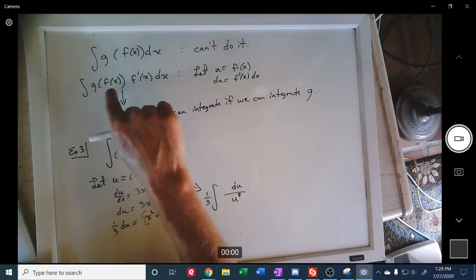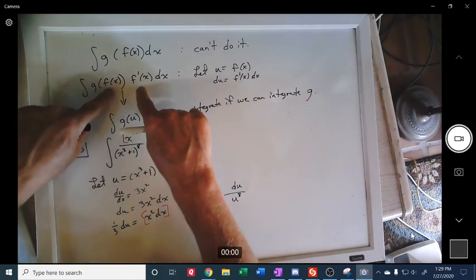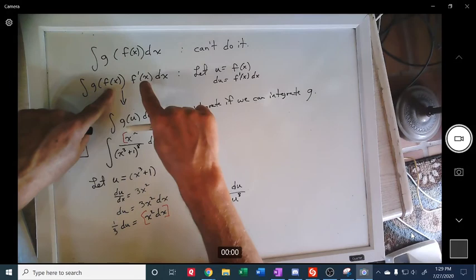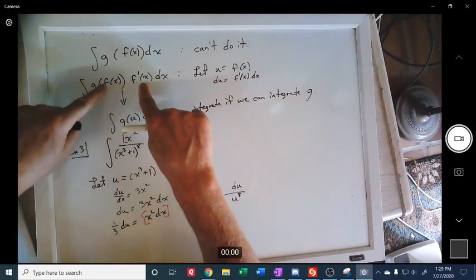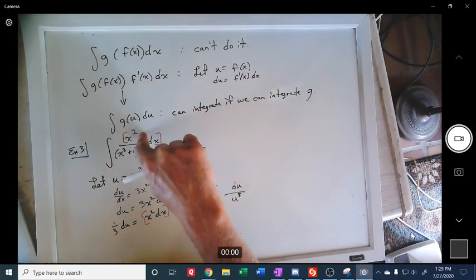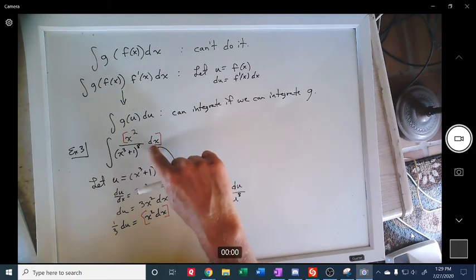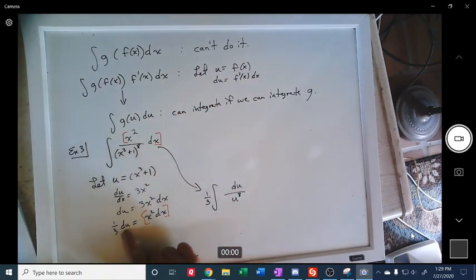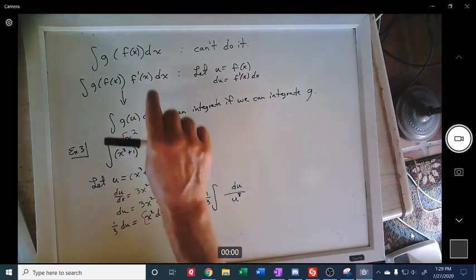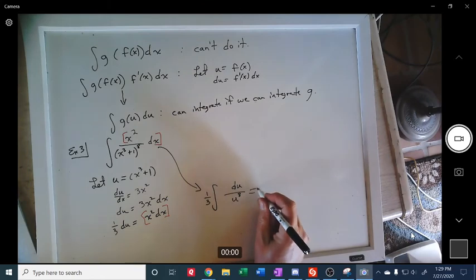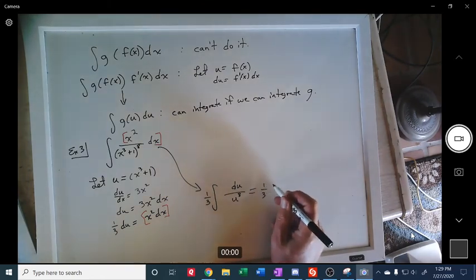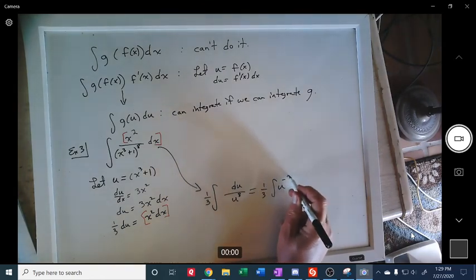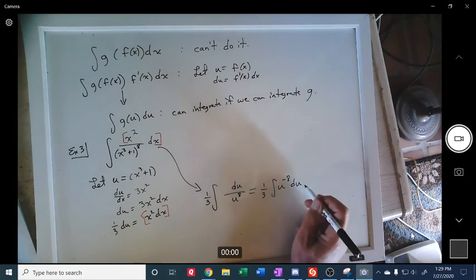Because there has to be two functions of x where one of them is the derivative of the other. And the one that's the derivative of the other has to wind up being the numerator function as well, because it and the dx will combine to become the du down here. So all of this happens, and I get 1/3 integral of u to the negative 8 du.